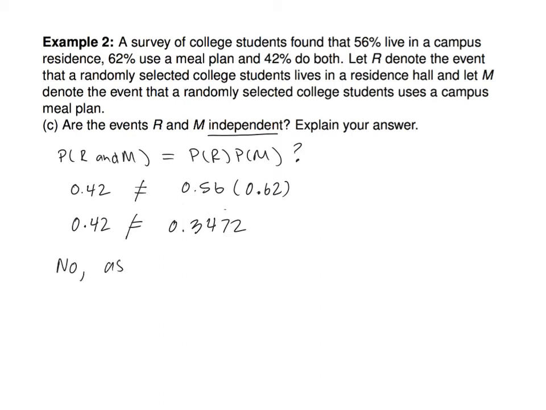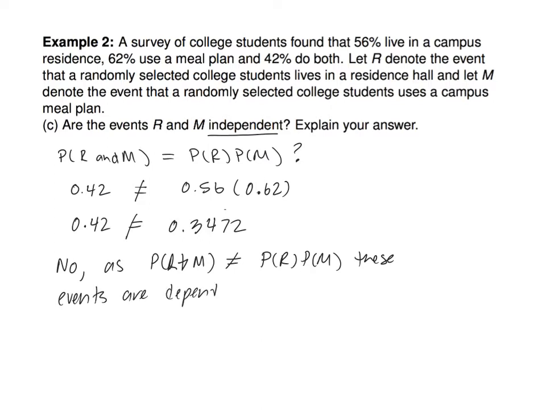So no, as P of R and M is not equal to P of R times P of M, these events are dependent. You also can think that, well, knowing somebody has a meal plan influences the chances that they're going to be in residence hall. But I'd prefer that you check this way because the intuition often fails.